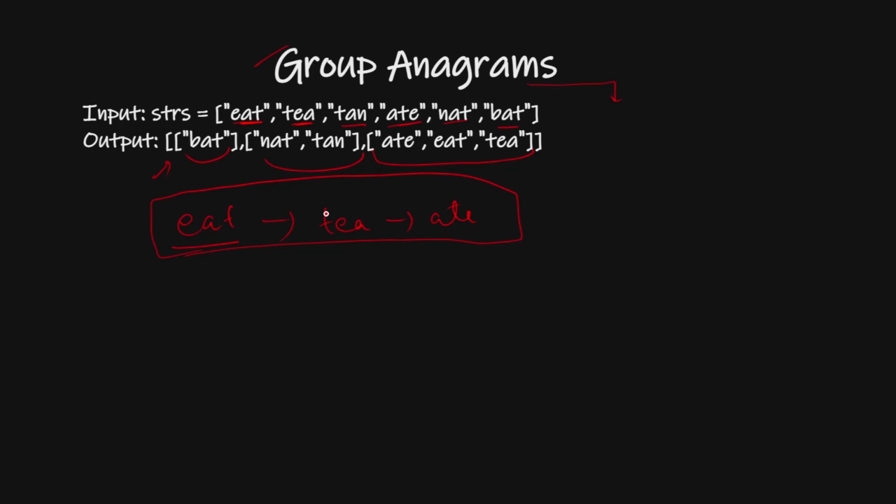Now, how do we solve this problem? How do we find that two words have the same number of characters plus the same characters? That means if I have ATE and ATEE, these are not anagrams. We need the same number of characters plus the same characters.